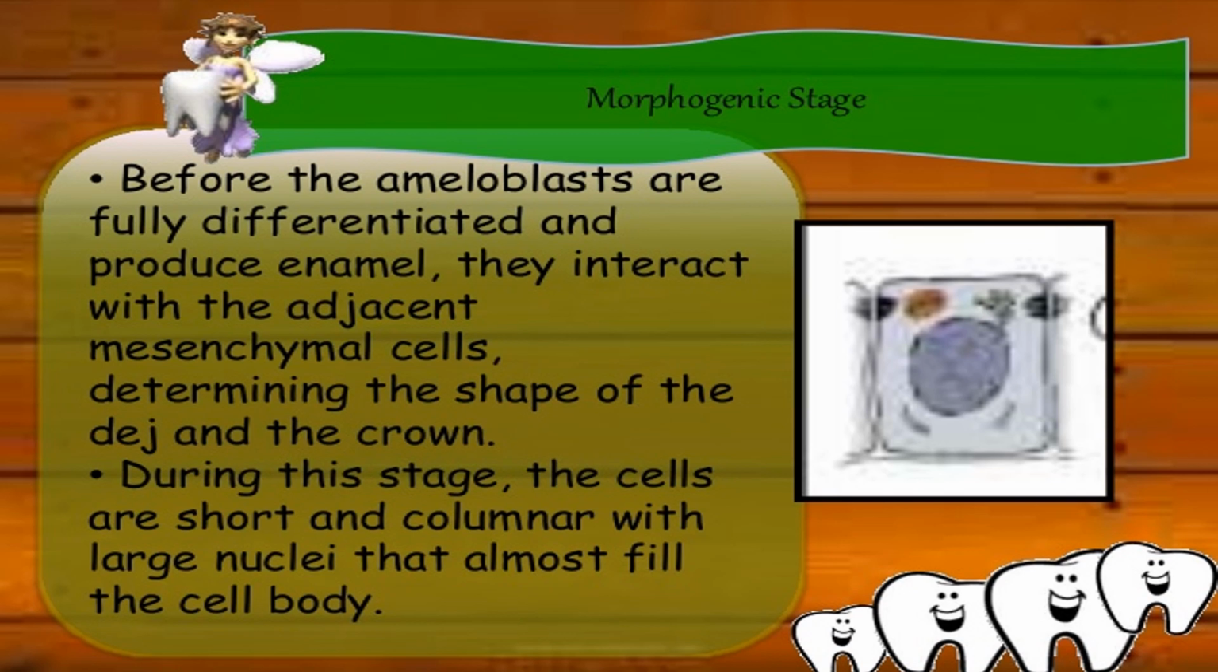First, morphogenic stage. Before the ameloblasts are fully differentiated and produce enamel, they interact with adjacent mesenchymal cells, determining the shape of the DEJ and the crown. During this stage, the cells are short and columnar with large nuclei that almost fill the cell body. In the morphogenic stage, nothing but the outer portion is developed.